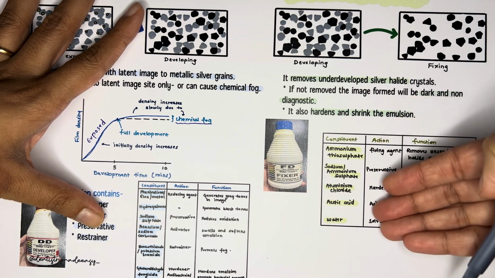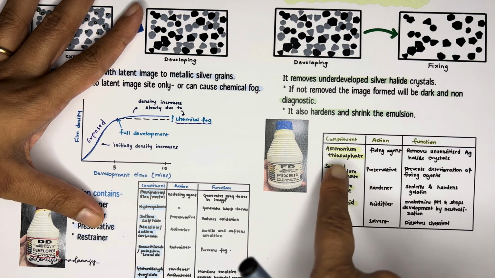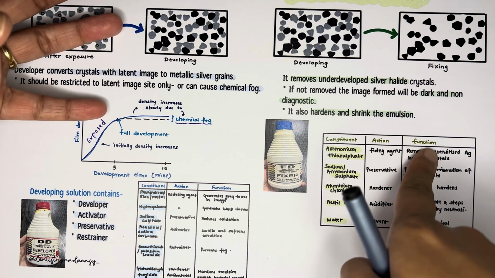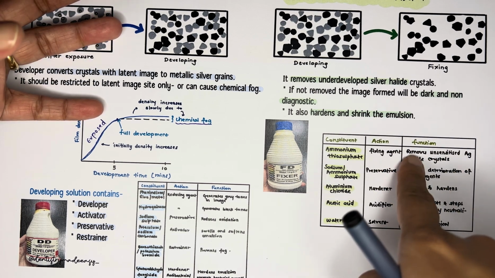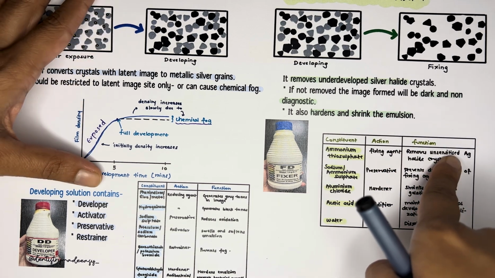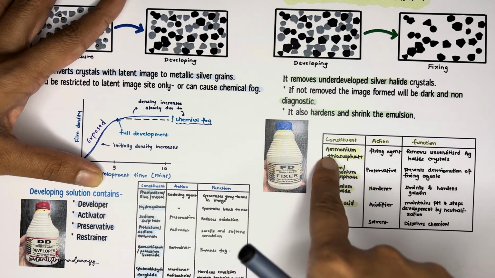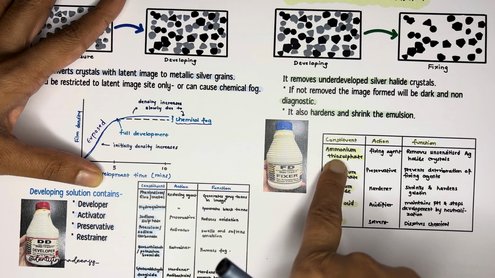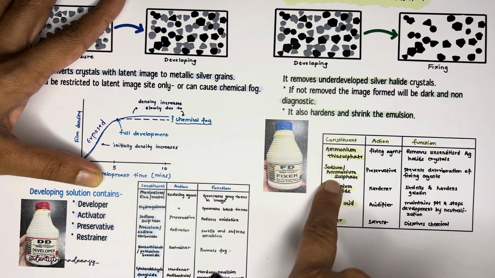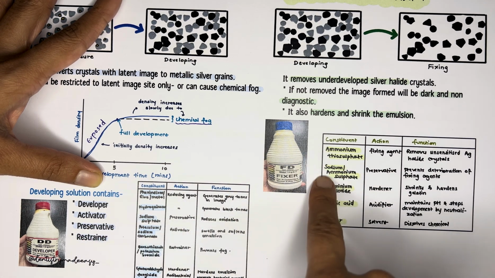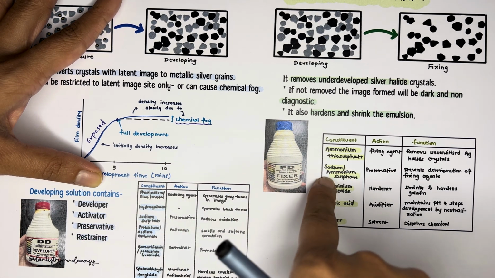Now what are the constituents of a fixer solution? So first we need a fixing agent which is going to exactly fix the X-ray film. It is going to remove the unsensitized ions of silver halide crystals. The constituent which is going to do that is known as ammonium thiosulfate. Preservative is again what we have seen in the developing solution, that was your sodium sulfate, or in this it can be ammonium sulfate too.